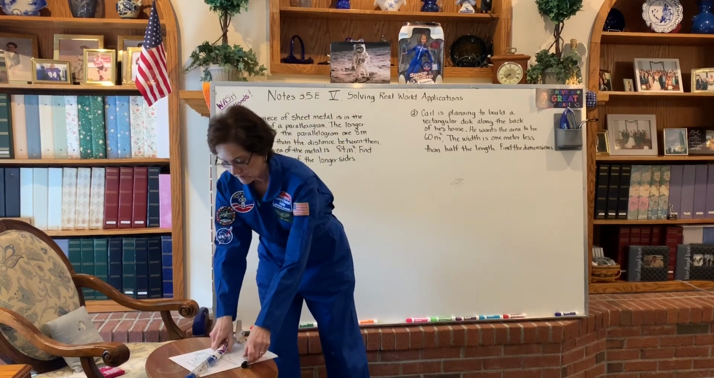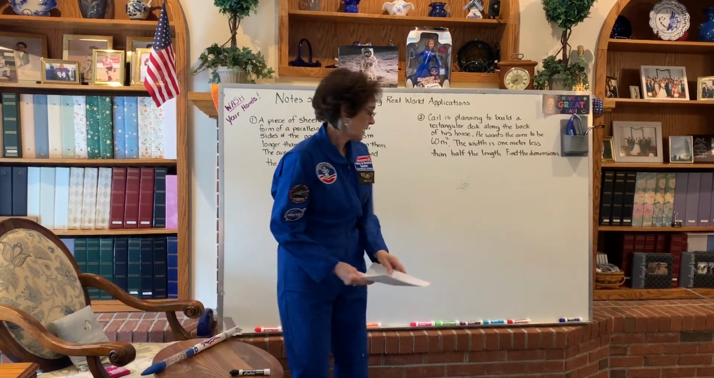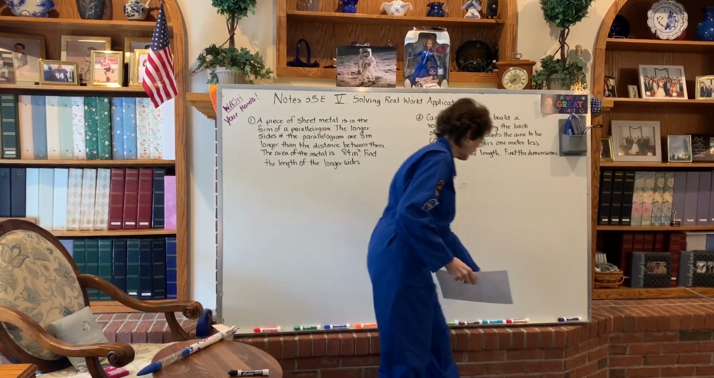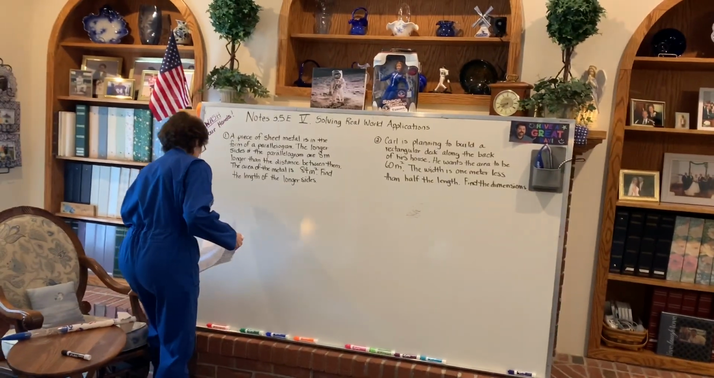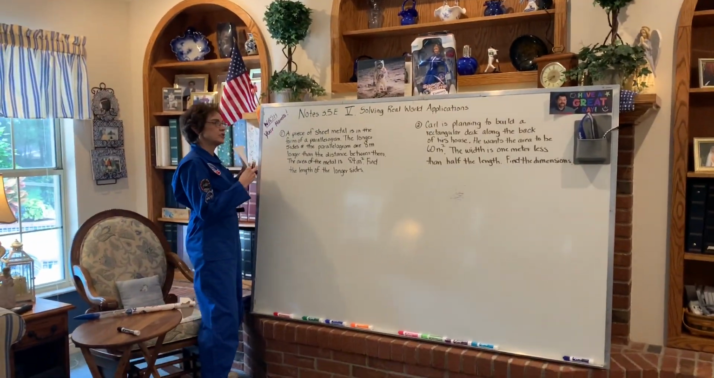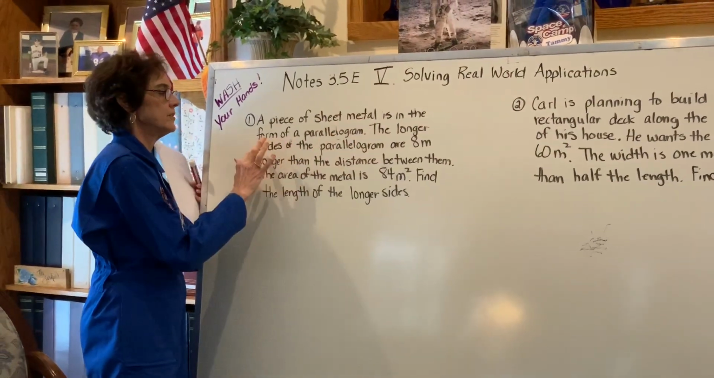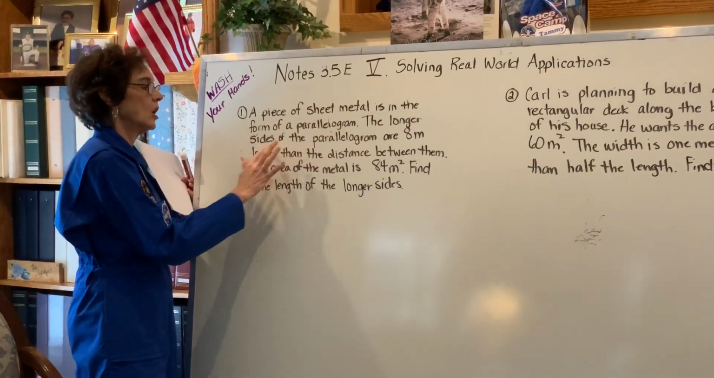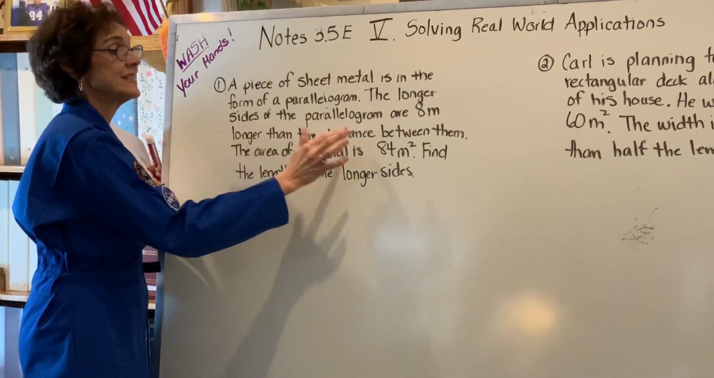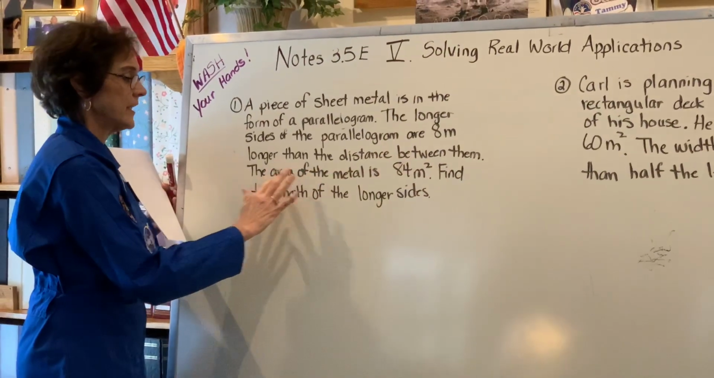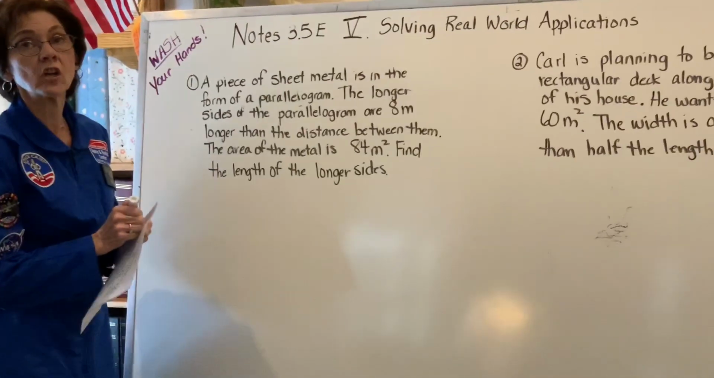Okay? All right, so I've got two we'll start with, and we'll end up on one with a rocket. The first problem, let me scoot out of the way a little bit. All right, a piece of sheet metal is in the form of a parallelogram. The longer sides of the parallelogram are 8 meters longer than the distance between them. The area of the metal is 84 square meters. Find the length of the longer sides.